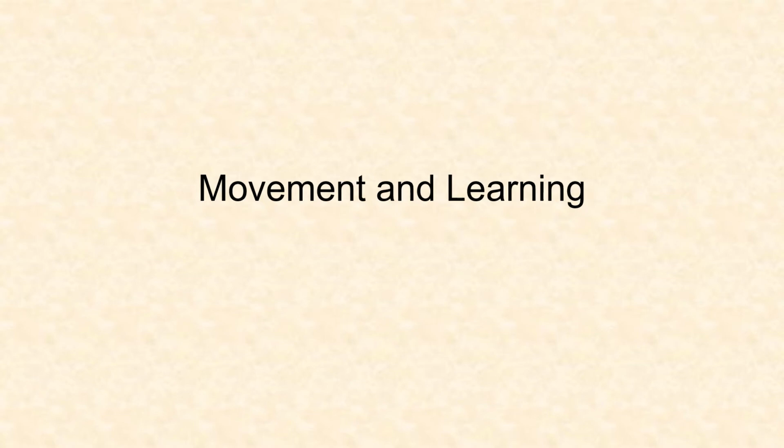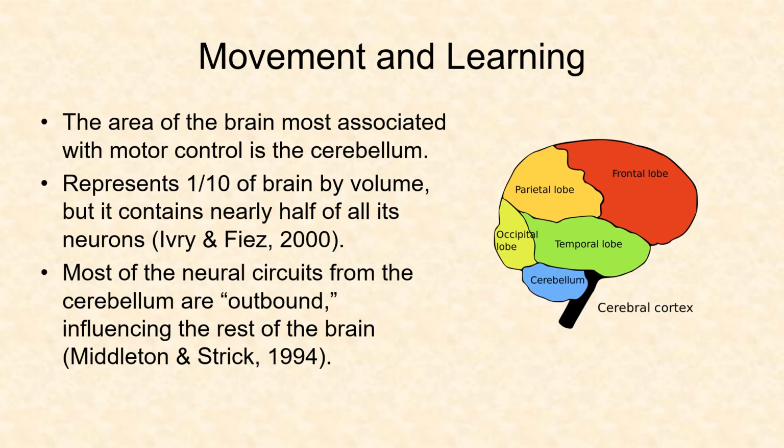Before we consider movement and dance, let's look at movement and its link to learning. Movement and learning are very linked together, and in fact, movement can support learning. So let's take a look at why and how. The area of the brain that's most associated with motor control is the cerebellum. Now you notice that the cerebellum is located toward the top of the brain stem.